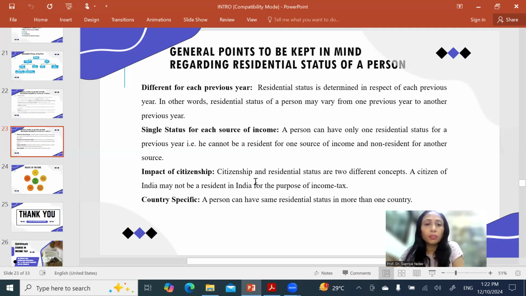A citizen of India may be a resident of India, but for income tax purposes he may not be a resident of India, right? So residential status is different and citizenship is different. Citizenship is mostly decided by the origin of birth, and how much time you stay there also decides it, or whether you were born in India. In America, there is the green card. When you get the green card, you become a citizen of the USA.